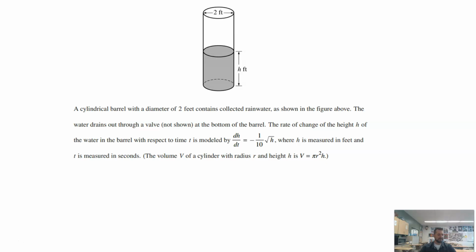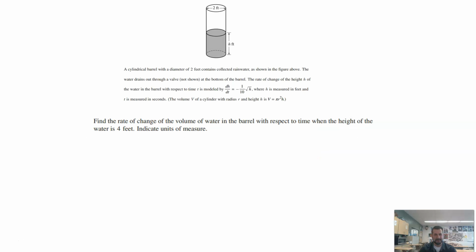Anytime it gives us some sort of volume or area formula, you're almost guaranteed that you're looking at a related rates problem. So here we go. Letter A wants us to find the rate of change of the volume of the water. So I've got V equals pi r squared h, with respect to time. That's asking us to take the derivative of that equation. We're going to have to use the product rule between pi r squared and h. So I've got pi r squared multiplied by the derivative of h, which is dh/dt, plus h times 2 pi r dr/dt.